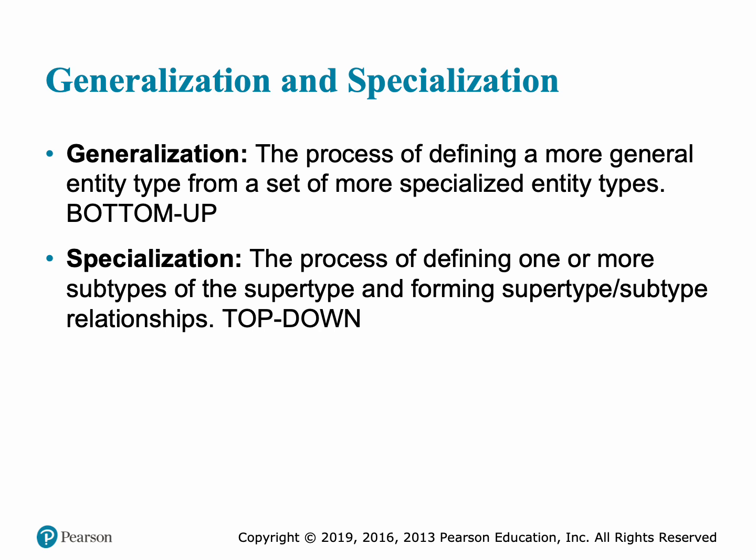Let us consider a manufacturing facility to illustrate the concepts of generalization, bottom up, and specialization, top down. In a manufacturing facility, you might initially have two separate entities, robot and machine. The robot entity has attributes like robot ID, model, and programming language, while the machine entity has attributes like machine ID, type, and power source.